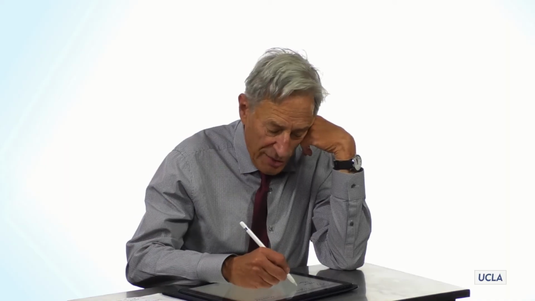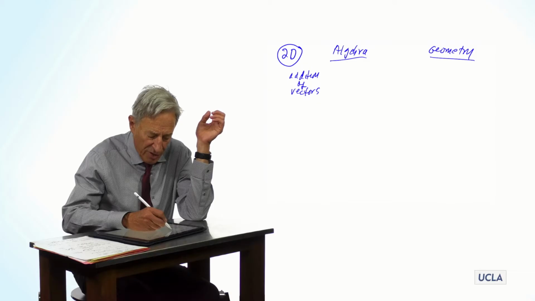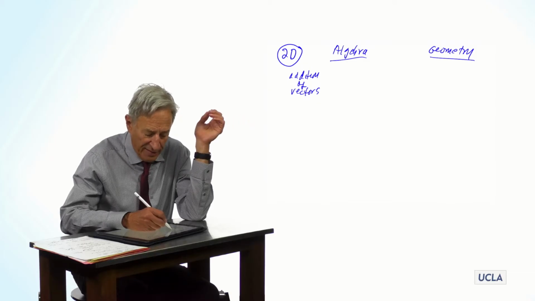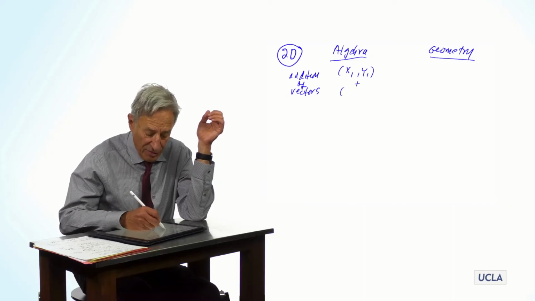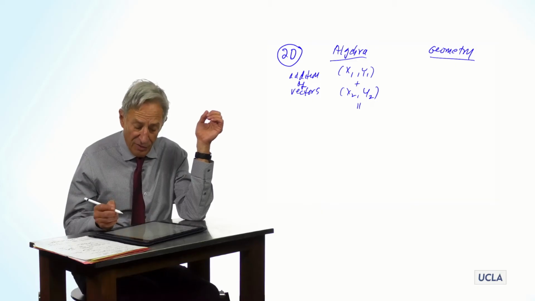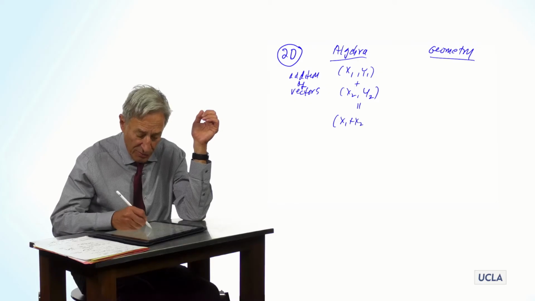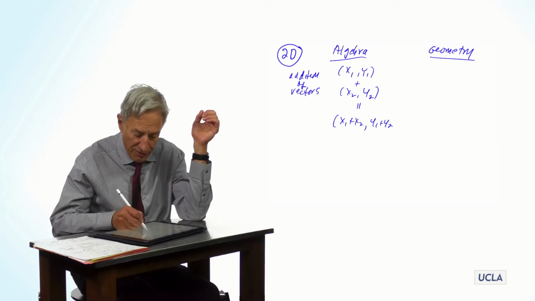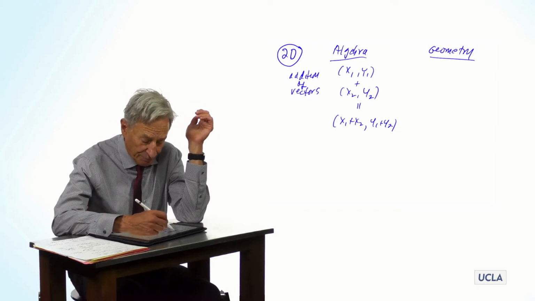Well, we already mentioned how to add sharks and tuna, and I will just remind you that abstractly, if we have one vector, which is x1, y1, and we have another vector, which is x2, y2, then the sum of those two vectors is the vector x1 plus x2, comma, y1 plus y2. So what does that look like geometrically?